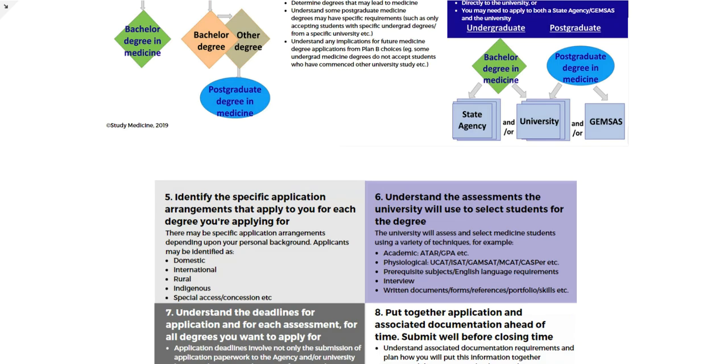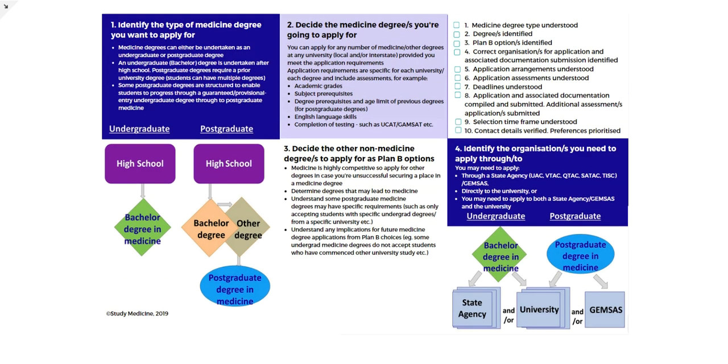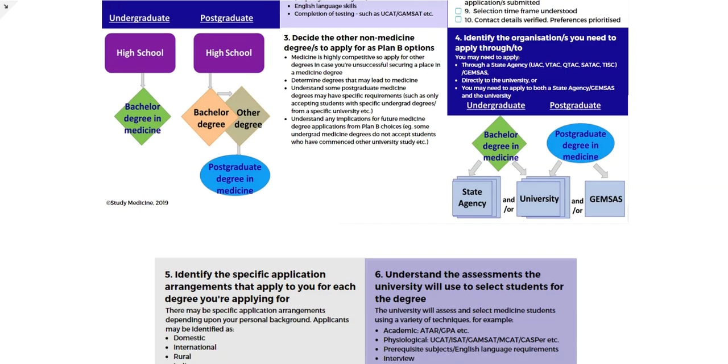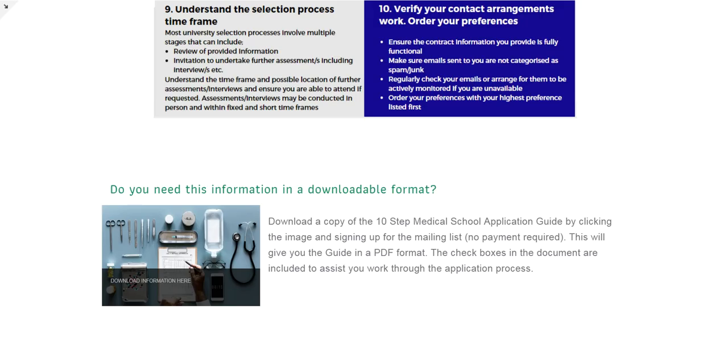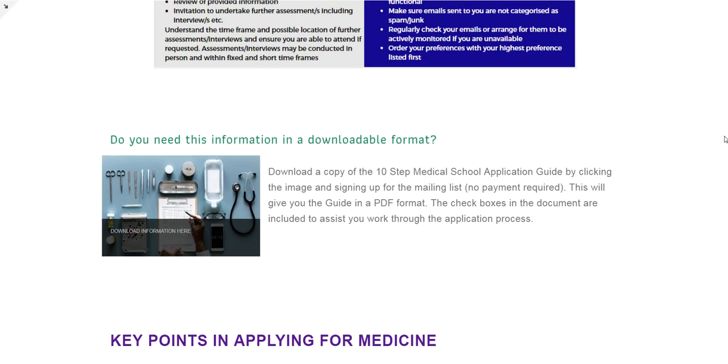So that quickly takes you through the 2-page medical school application guide. As you can see here, there are also some checkboxes that have been included so that you can walk through these 10 steps and make sure that you've given those things adequate consideration. If you're interested in accessing this information, you can head into this section of Study Medicine, and you can see here that this information can also be downloaded.